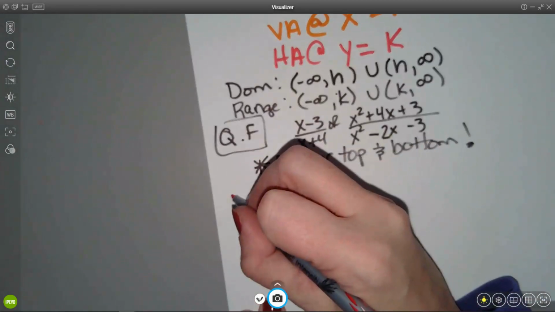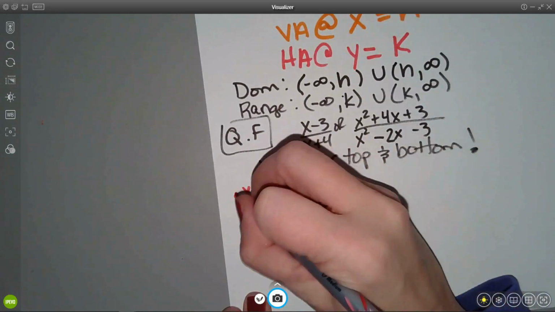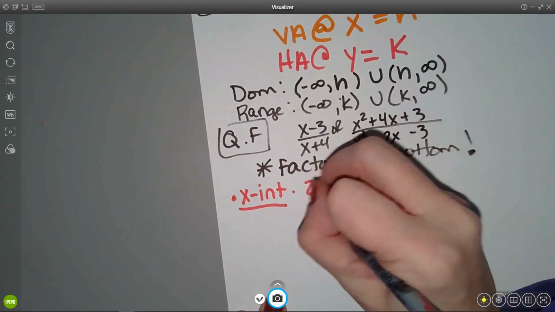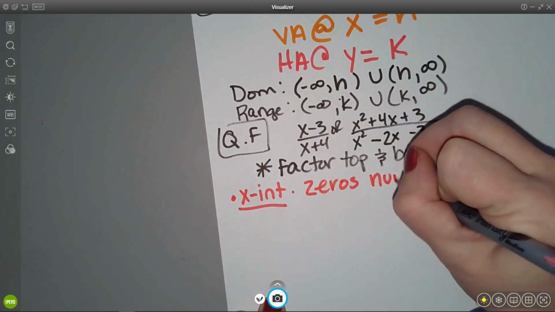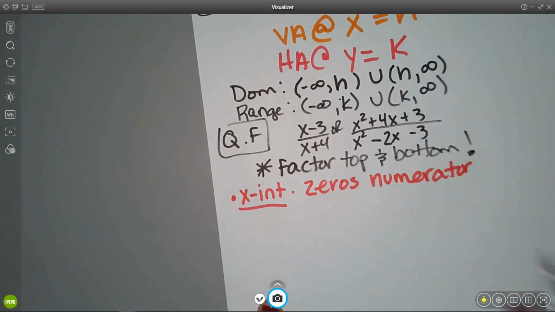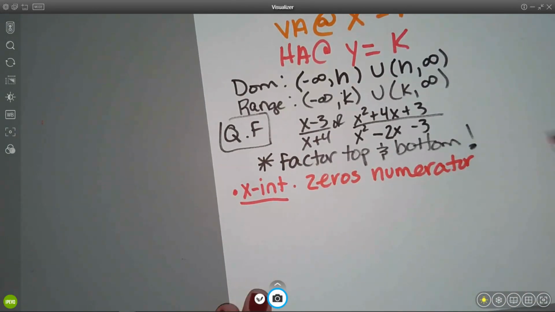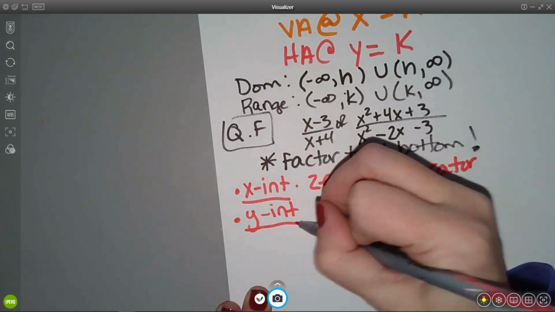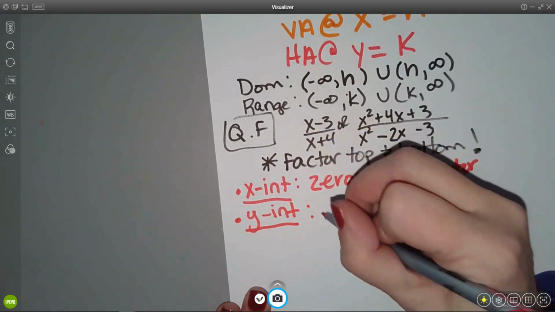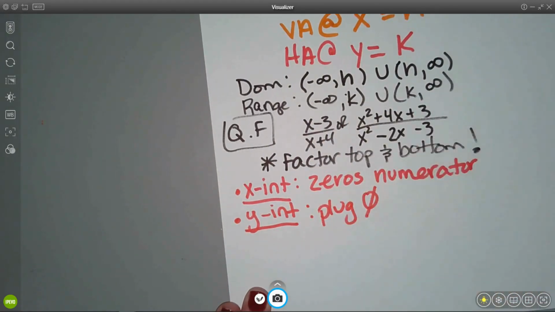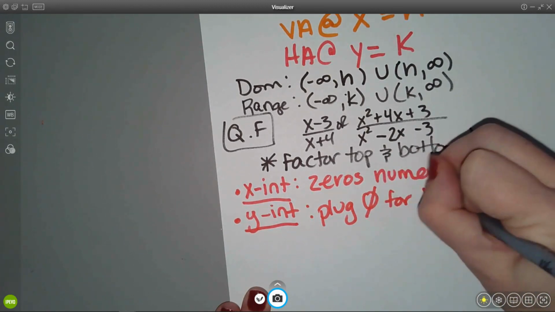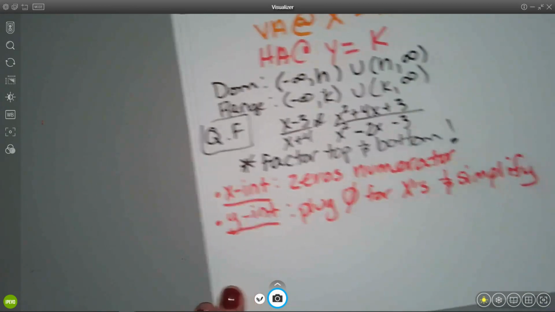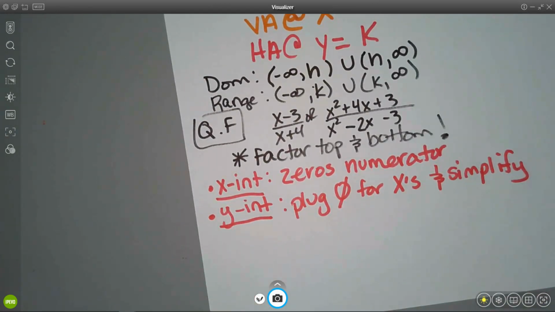Okay, the first thing we're going to find are the x-intercepts. Okay, our x-intercepts. What are those? Those are going to be the zeros of the numerator. Okay. The next thing that we're going to talk about is the y-intercepts. Okay. How do I find the y-intercepts? We're going to plug in 0 for all the x values and simplify. Okay. Pretty basic so far, right?